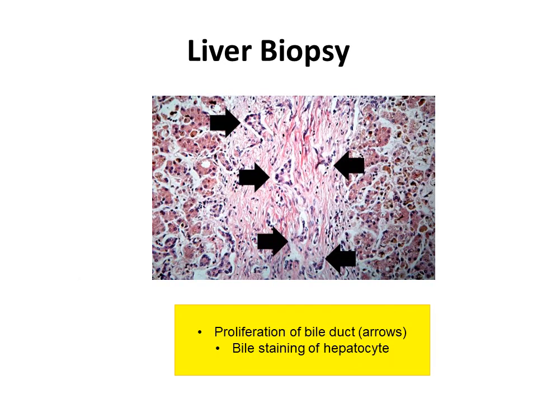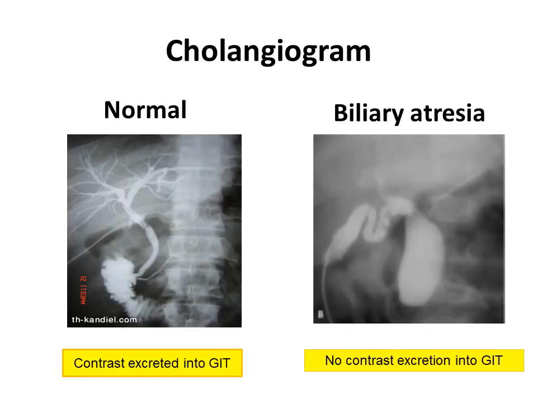The diagnosis of biliary atresia can be confirmed using liver biopsy in approximately 90% of cases. It shows proliferation of bile duct and bile staining of hepatocyte. In percutaneous or surgical cholangiogram, contrast material is injected into the gallbladder. In a normal patient, the contrast material will fill up the biliary tree and drain into the gastrointestinal tract, as shown in the picture on the right. Biliary atresia is confirmed when no contrast drains into the gastrointestinal tract.